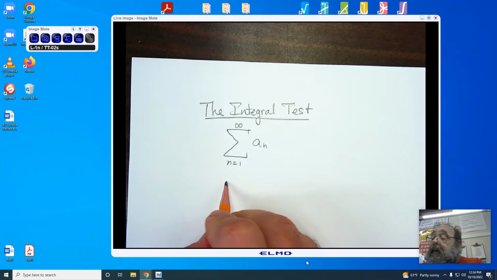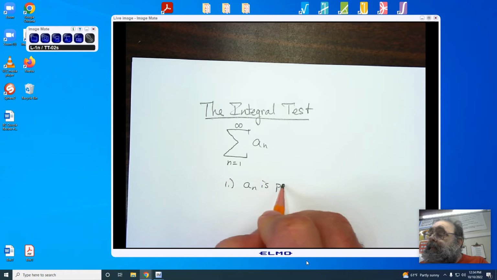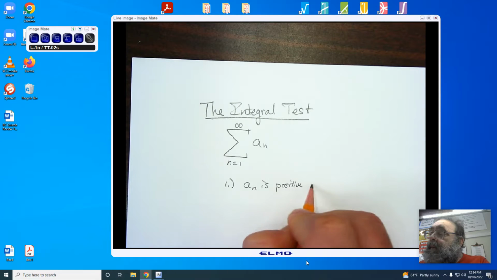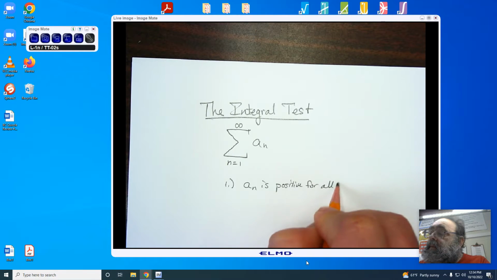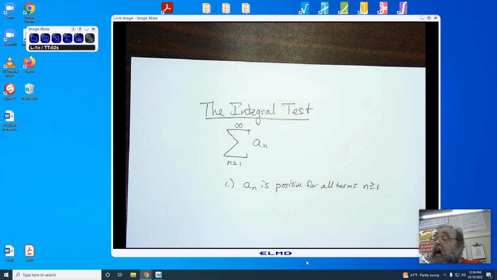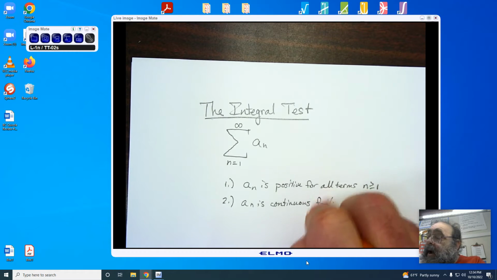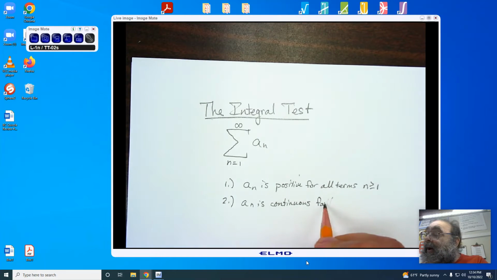Now, if we have a situation where a sub n is positive for all terms generated by n greater than or equal to 1, our first condition is satisfied. The second of the three conditions is that a sub n is continuous for all n greater than or equal to 1.